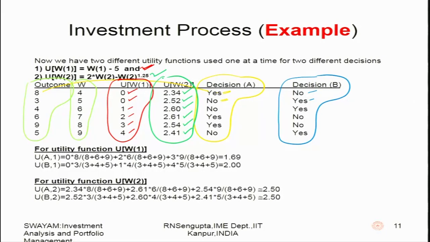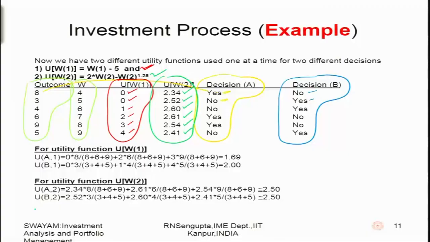Now, there are two decisions and two utilities, so let us compare them. I am trying to utilize utility function 1 for both decision A and decision B and see which decision is ranked higher. Similarly, I will change the utility function, go to the second one, and use the second utility function to rank decisions A and B. So, let us do that.